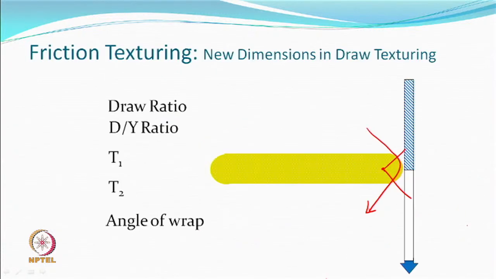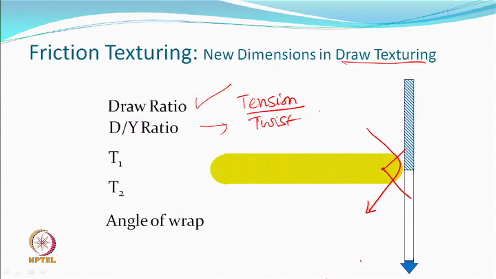So that's because of this that some of the parameters that one will have to worry about is the draw ratio, because we are now looking at draw texturing as well, and also we would be concerned about the twist. So this particular thing takes care of tension. The D by Y ratio will be related to twist, but as we said, we do not know the actual value of twist. But we can talk definitely about how fast the yarn is moving over the disc which is also rotating at a particular speed. So there is a control there in the two, and therefore we talk about ratios.